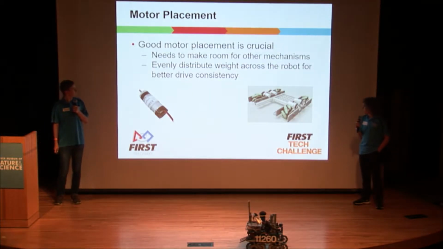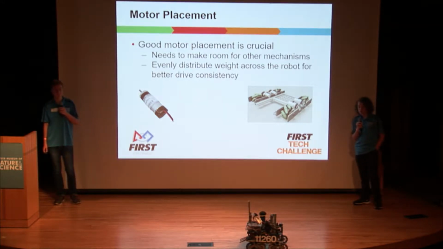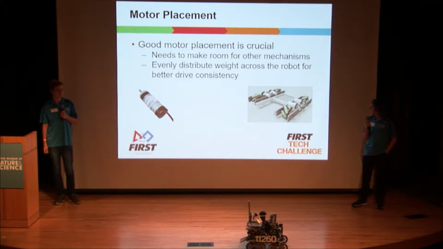So next you have motor placement. Motor placement is very important when designing your robot, because you want to make sure that you have room in the middle of your robot for mechanisms, so you don't put your drive motors in the way of that. And you also want to make sure that you distribute them evenly across your chassis, so you keep a good weight across the robot.